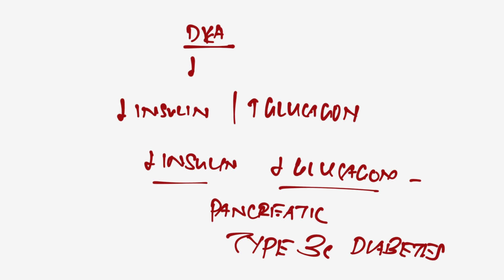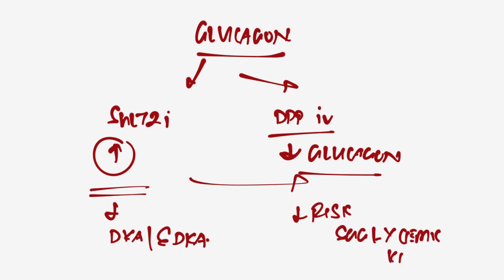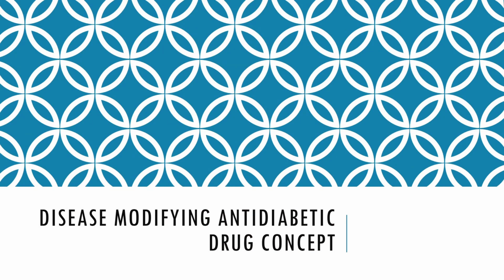Whereas type 1 patients, or some type 2 diabetes patients, develop DKA because they have less insulin and more glucagon. So when you give this drug in combination, SGLT2 increases the glucagon, whereas DPP4 reduces the glucagon. So when you give this in combination, the risk of euglycemic ketoacidosis, or diabetic ketoacidosis, is reduced. I think that's another advantage of this combination in clinical practice.